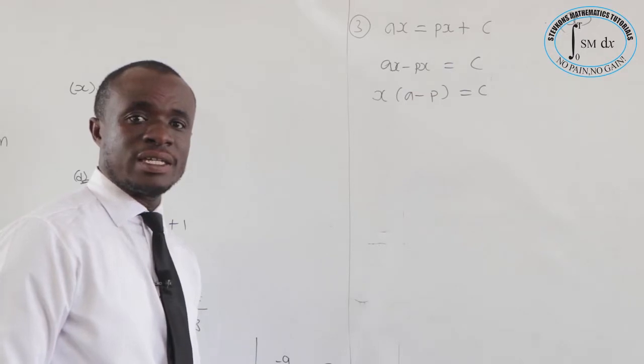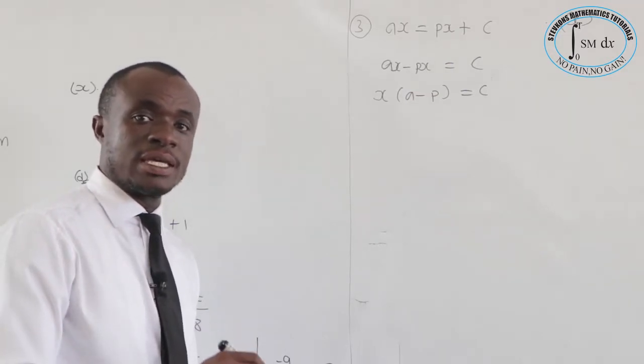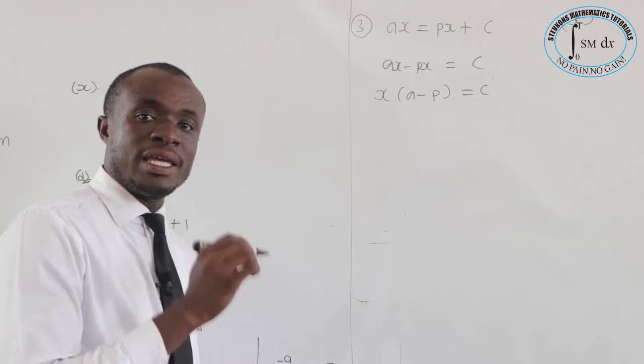Now we want to find x. We want to make x the subject. What is multiplying the x? A minus p. So we divide both sides by a minus p.